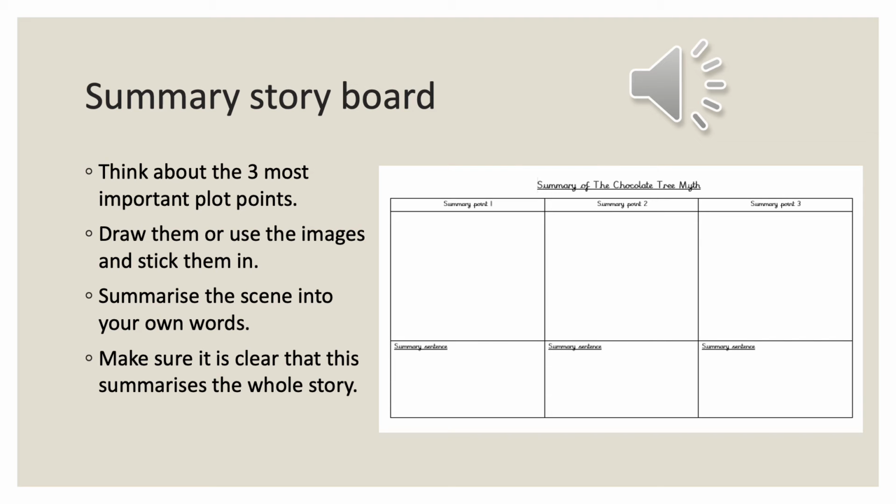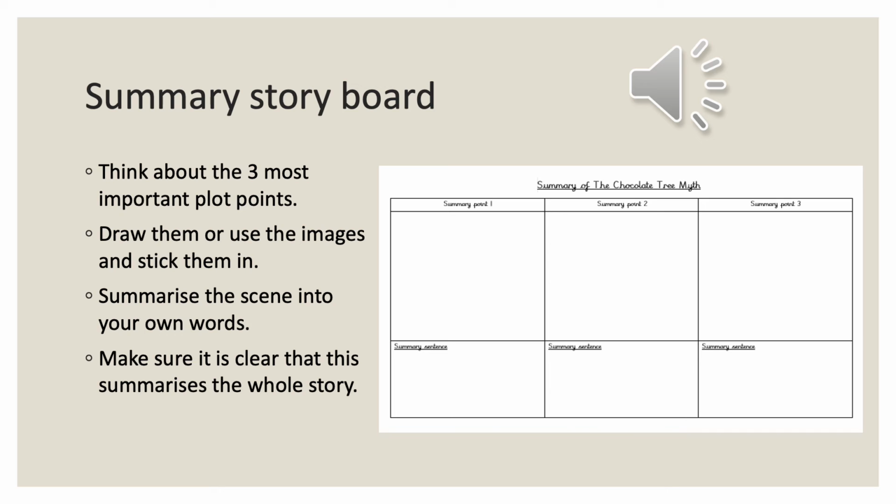So your task for today, you are going to do a summary storyboard. So you're going to summarise the chocolate tree myth. And you've got 3 boxes. The top 3 boxes are for your drawing or the pictures you could use from text. I'll upload some of those onto Edmodo as well, so you can take those from there and stick them in. So you're going to think about the 3 most important plot points. What are the 3 most crucial things that happen in this story?